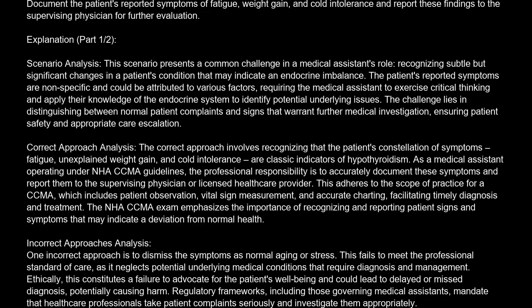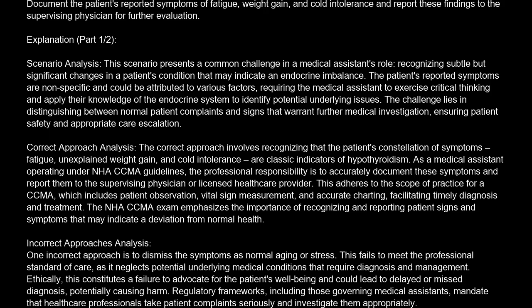The correct answer is A. Document the patient's reported symptoms of fatigue, weight gain, and cold intolerance and report these findings to the supervising physician for further evaluation. Explanation. Scenario analysis. This scenario presents a common challenge in a medical assistant's role, recognizing subtle but significant changes in a patient's condition that may indicate an endocrine imbalance.